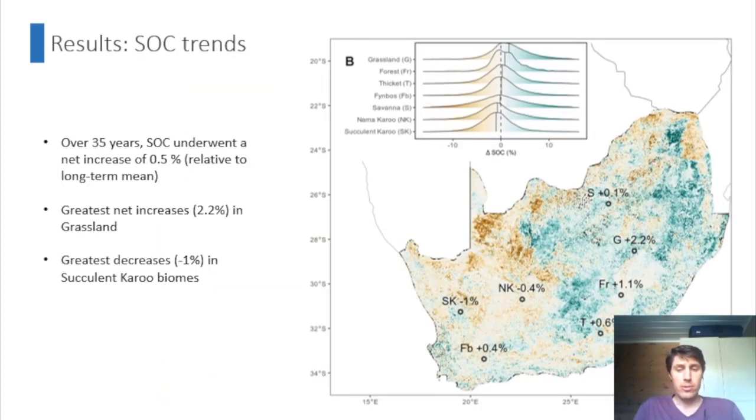Once we calculated the soil organic carbon average, we did this using the model for the years going back to 1986. And we found that over 35 years, soil organic carbon underwent a net increase of 0.5% relative to the long-term mean. And the greatest increases were found in the grassland, and the greatest decreases were found in the Karoo biomes. And this map here shows the spatial distribution of these soil organic carbon trends, with blue areas showing increases and brown areas showing decreases in soil organic carbon.